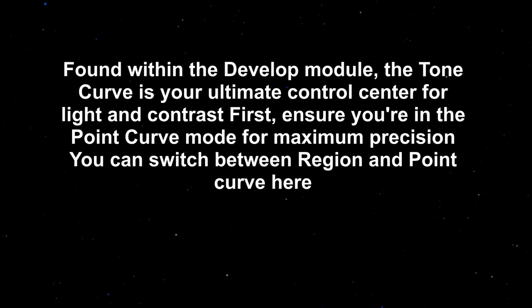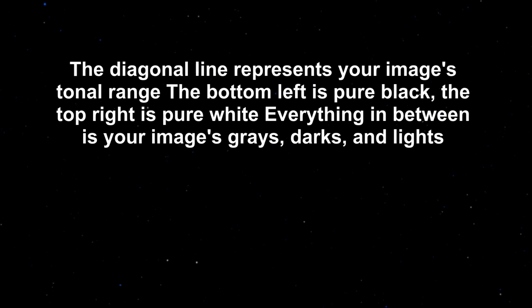You can switch between region and point curve here. The diagonal line represents your image's tonal range. The bottom left is pure black. The top right is pure white. Everything in between is your image's grays, darks, and lights.